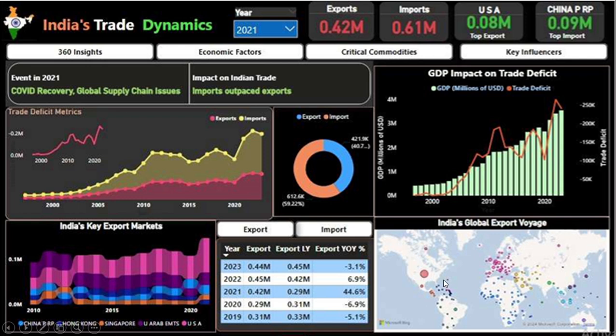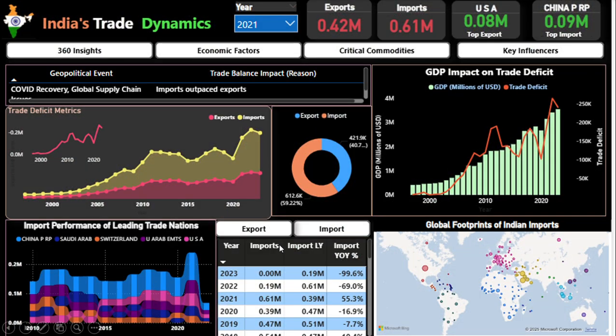Like you see a big purple area, where we are exporting more to the USA, and these are the last 5 years' export values, compared with the last year and the year over year change. When we go to the import button, these 3 metrics change to imports, that is import last year and all, and this is the global footprint and India's import performance.